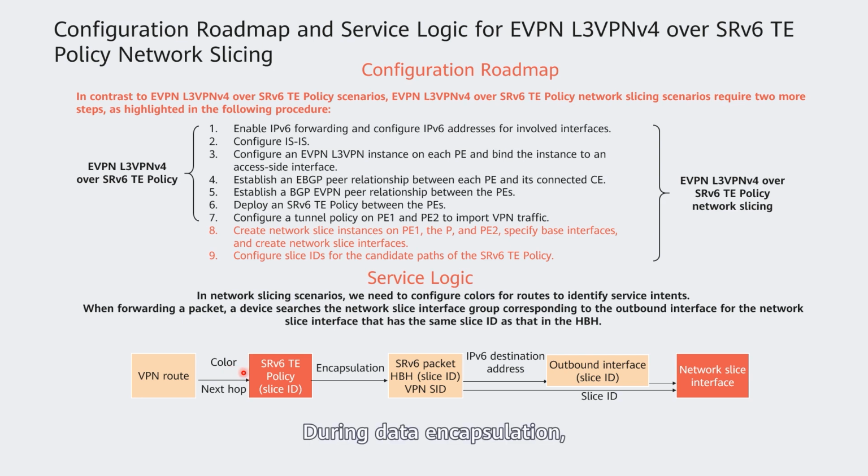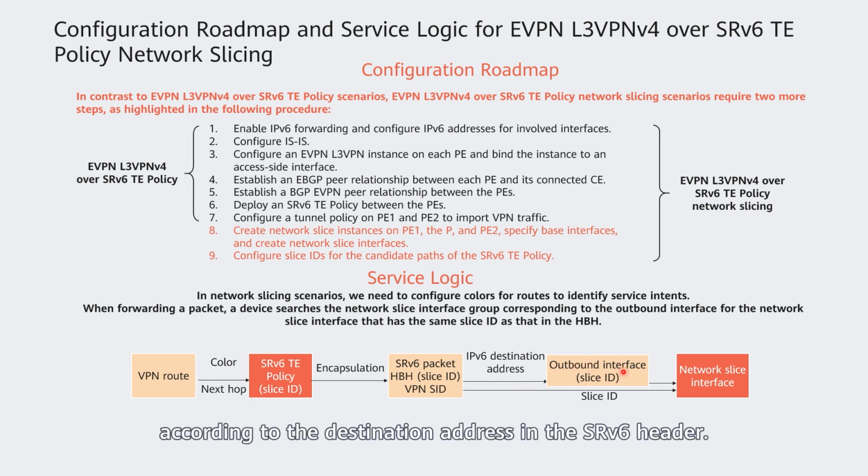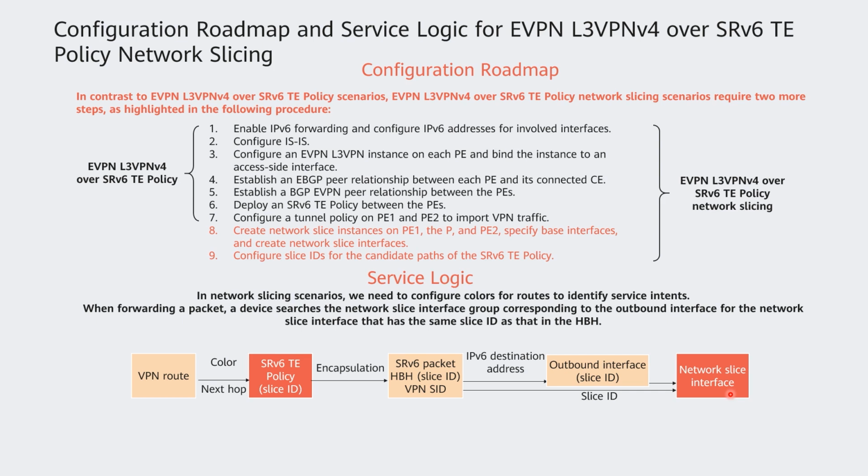During data encapsulation, the ingress encapsulates both the SRv6 header and the hop-by-hop options header, which is called HBH for short. During data forwarding, a node searches for the outbound interface according to the destination address in the SRv6 header. Next, the node selects the network slice interface with the same slice ID as that in the HBH from the network slice interface group corresponding to the outbound interface.